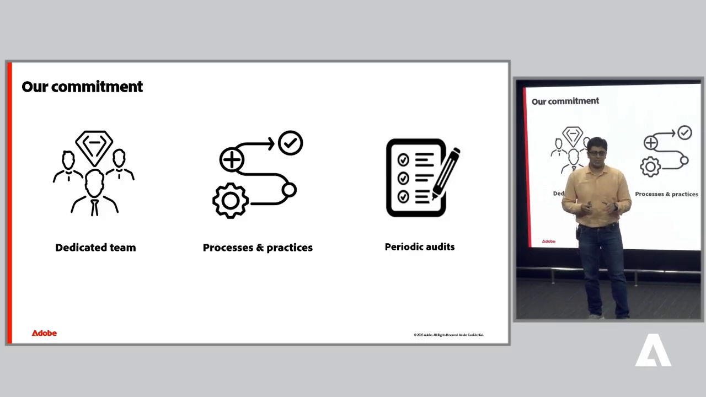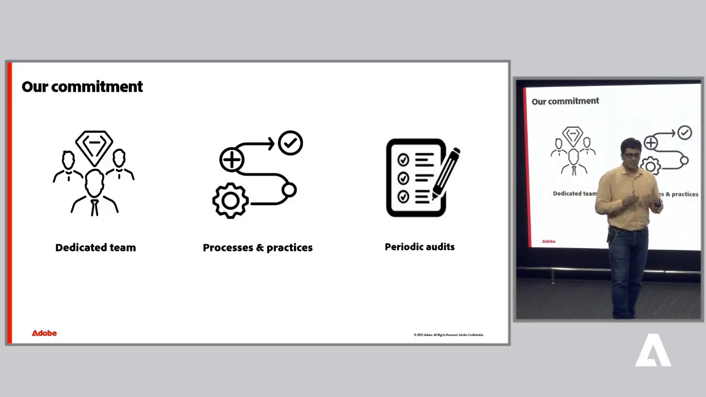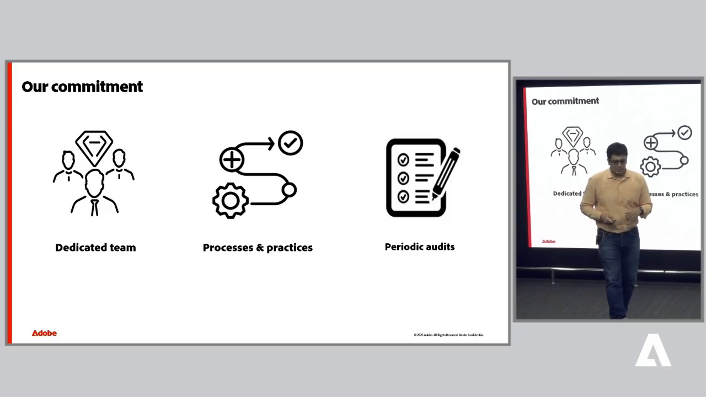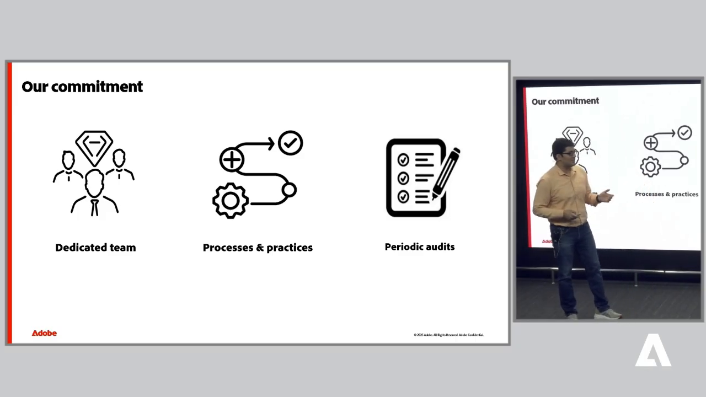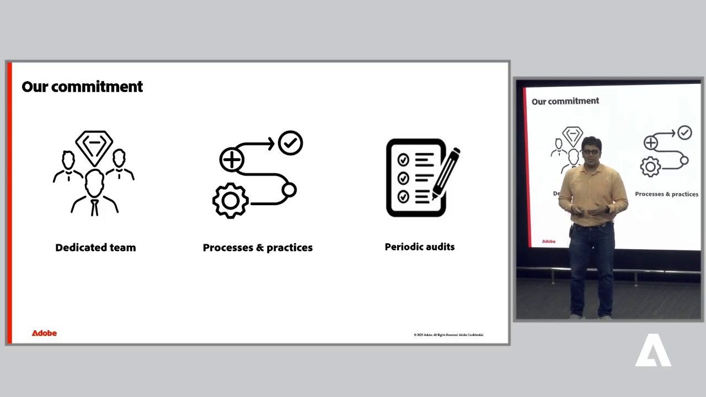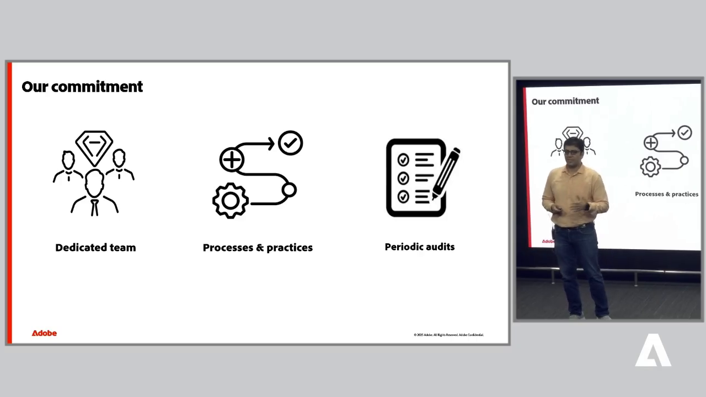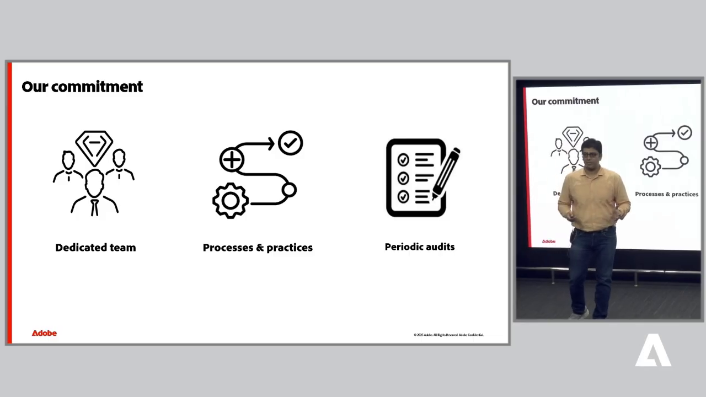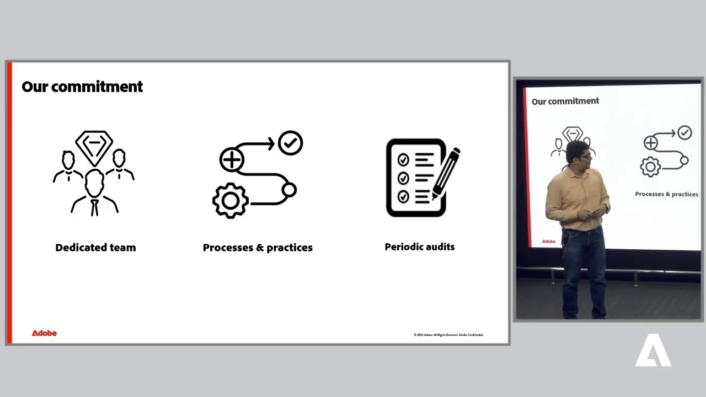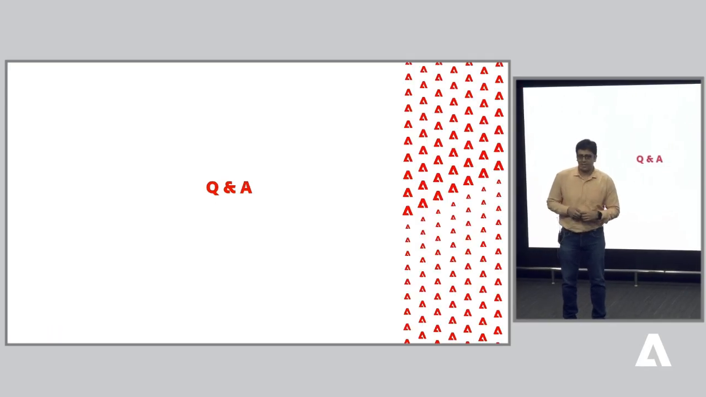These audits are essential. They help us identify gaps that, if addressed, will allow the Acrobat product to meet industry standards. So with all these processes and resources that we have put in, the Acrobat desktop team continues to keep accessibility as one of the key focus areas for all the development work that we do. And with that, we can have questions.